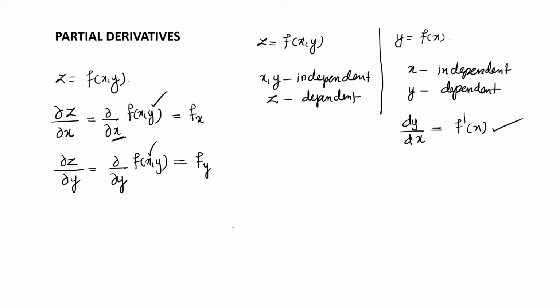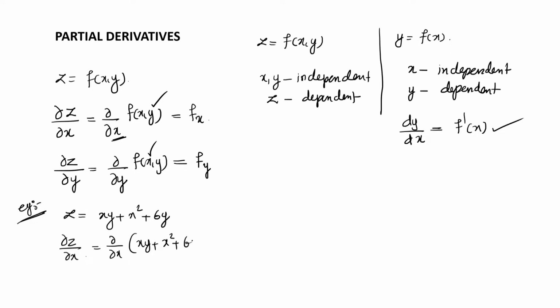Okay, we can have some examples. Suppose z is equal to xy plus x square plus 6y. Now we have a function like this. This is an example function. We are going to differentiate this function with respect to x. That means dou z by dou x, that is dou by dou x of this function xy plus x square plus 6y.